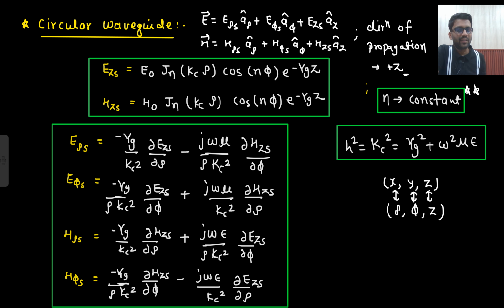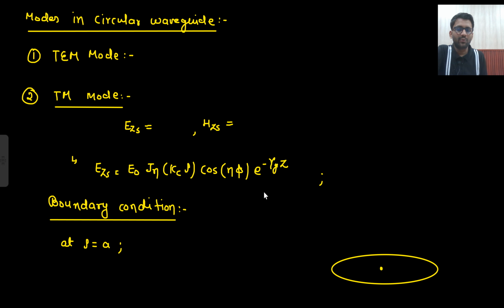But wait a minute, when we study the modes, TE mode and TM mode, then these Kc values will be different. When we studied rectangular waveguide, at that time as well, Ezs and Hzs components were looking the same. But when we applied the boundary condition, then in Ez, the sine component was left, and in Hz, the cos component was left. So a similar thing will happen here as well. When we apply the boundary condition, then these Kc values will change. Okay, so now we need to study the modes.